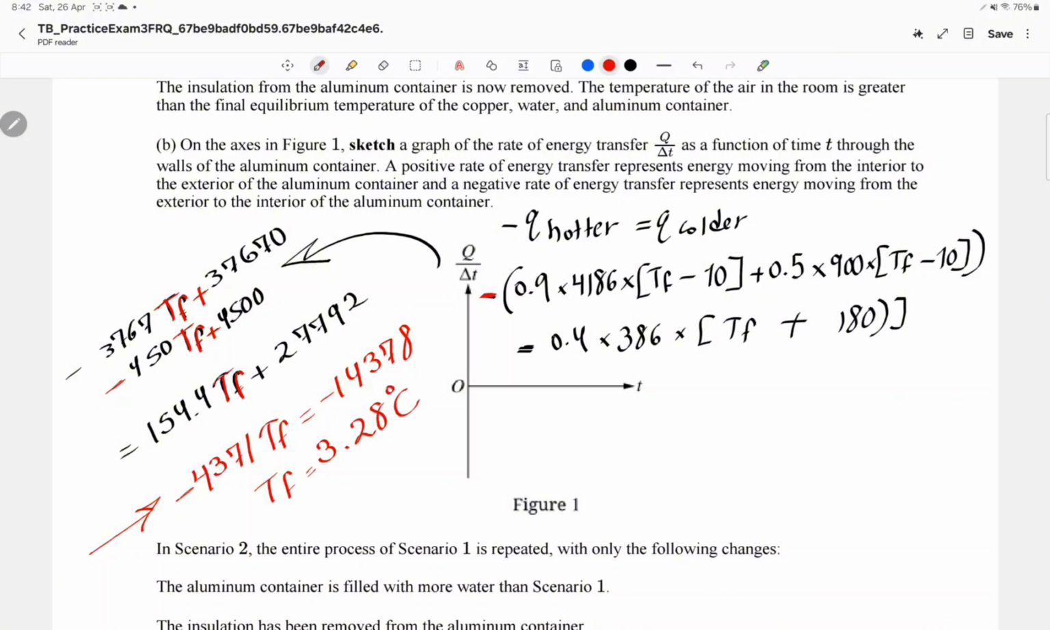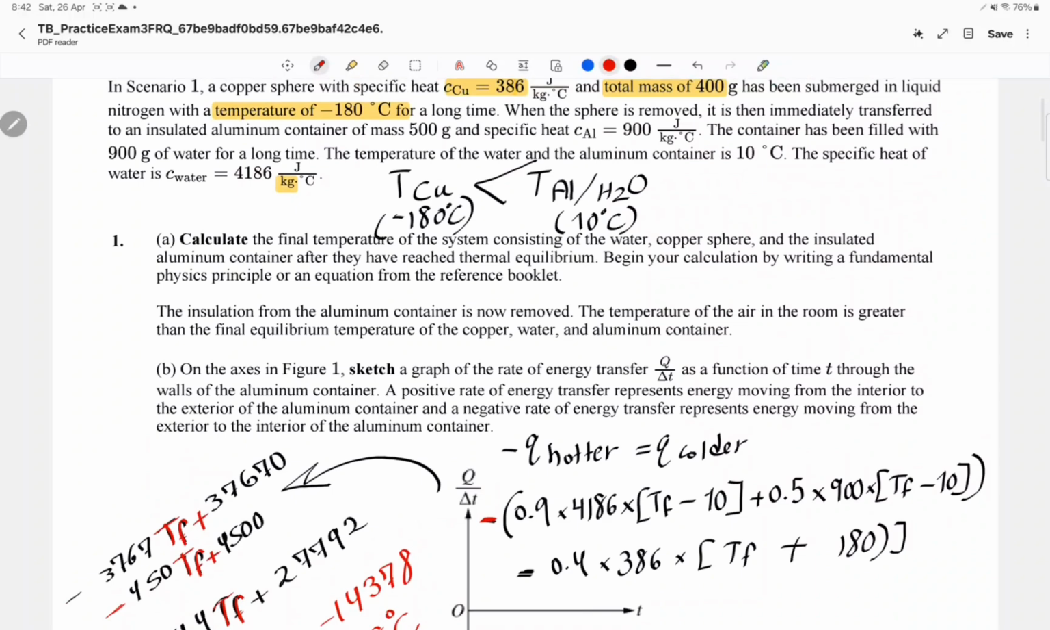Very good. Are they strict about significant figures in physics? If you're unsure, just put 2.